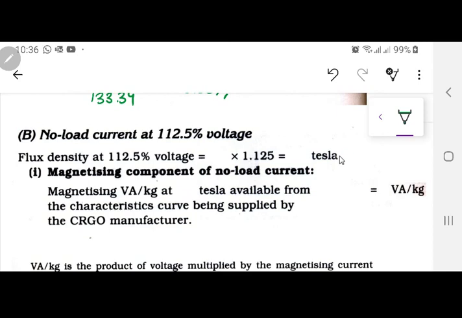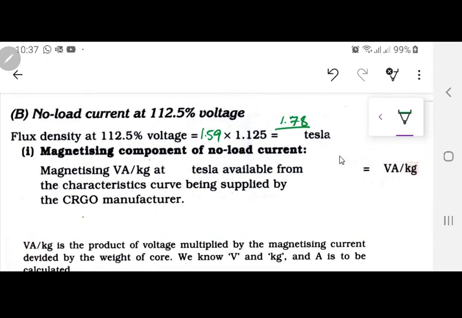Why? Because if you are increasing the voltage, your current is increasing. Current increases the flux. Flux increases, area is the same, so the flux density also increases. So you are going to multiply 1.59 by 1.125. Again, this is an assumption that you have designed your transformer in the linear region. If you have gone into saturation, then certainly this will not hold true. That gives 1.78 Tesla. Okay. Now, magnetizing VA from the same table at 1.78 Tesla.